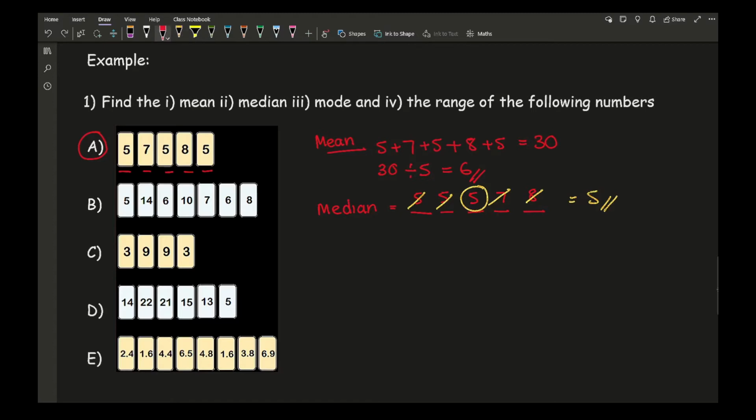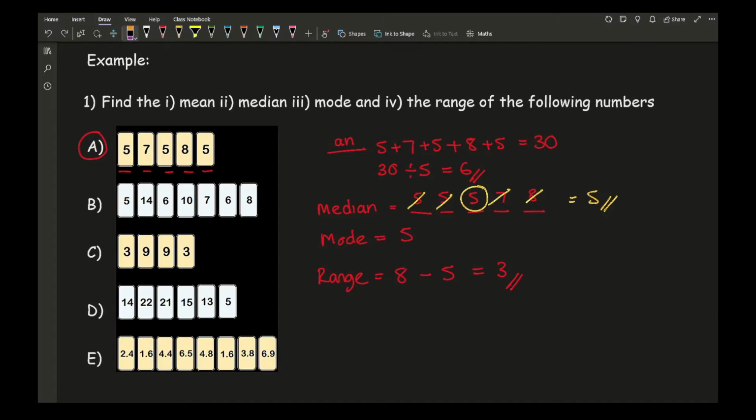And then working out the mode. Now the mode, again, you can just do by sight. So which number appears the most in my list? Here it's going to be 5. And then working out the range, well, that's going to be the biggest number, which in this case is 8, take away the smallest number, which is 5. And that leaves me with a final answer of 3. And there is my final answer for that one.